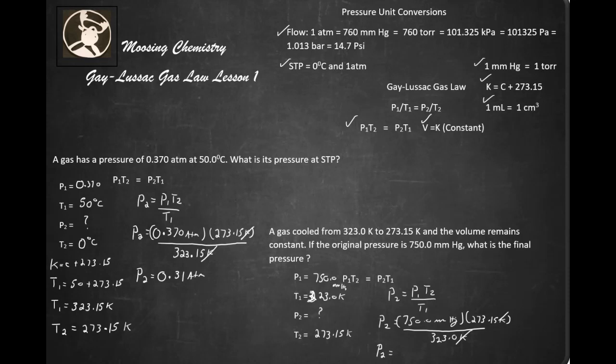So let's go ahead and do the math here. Take 750 times 273.15 gives me that number, divided by 323.0, and that's going to give me 600 and, of course, 34, it looks like. Yes, 634.25 millimeters of mercury, actually, which is actually less than an atm.